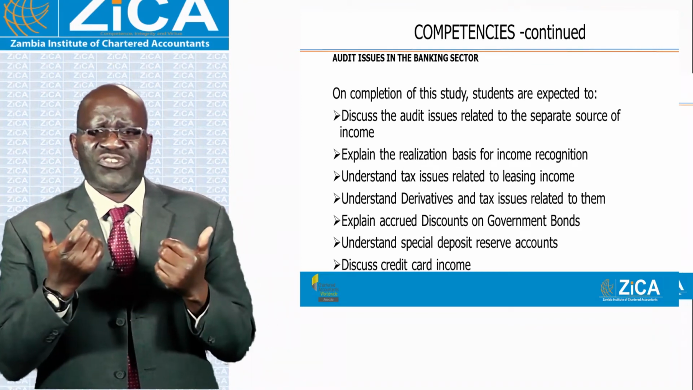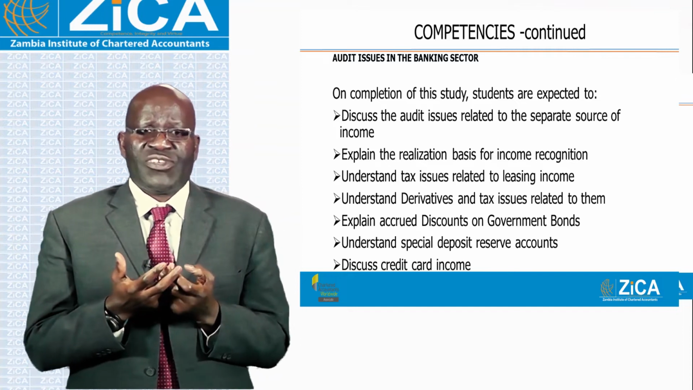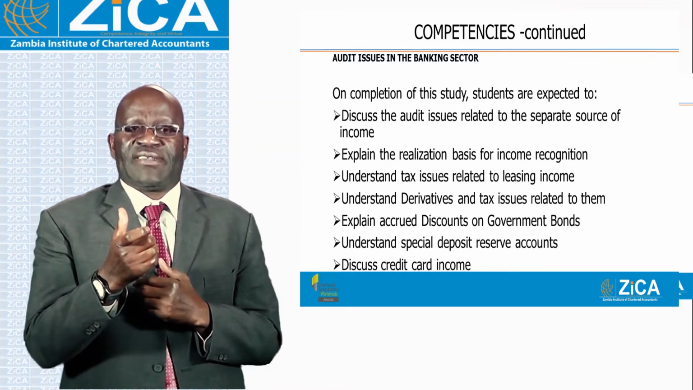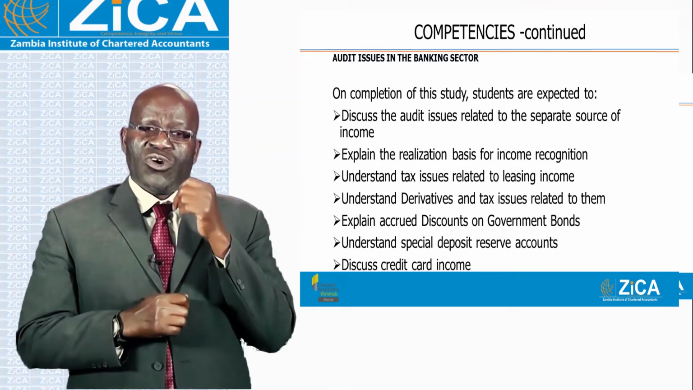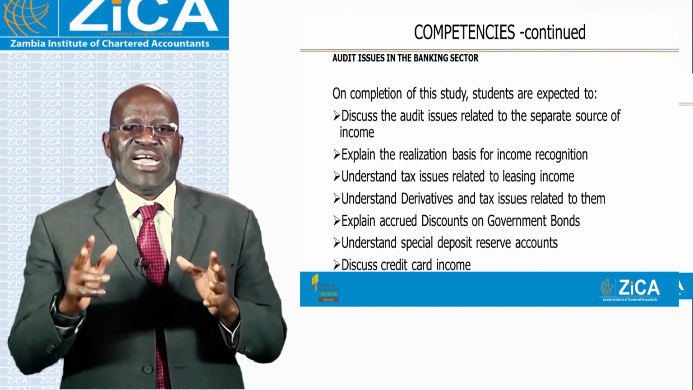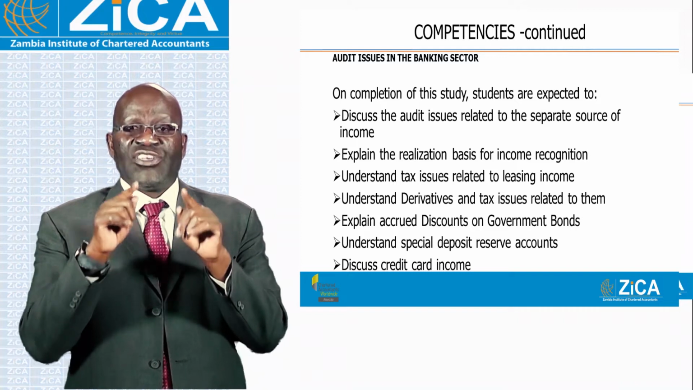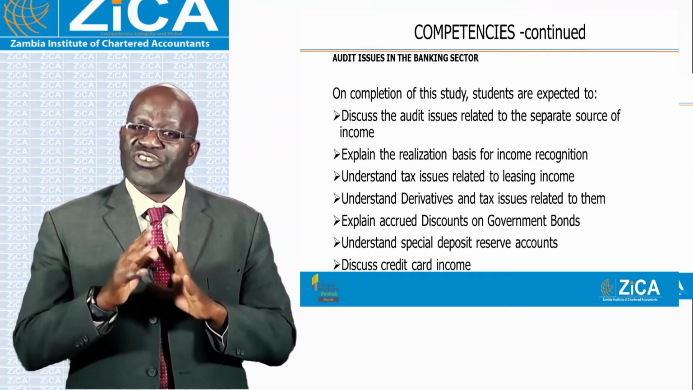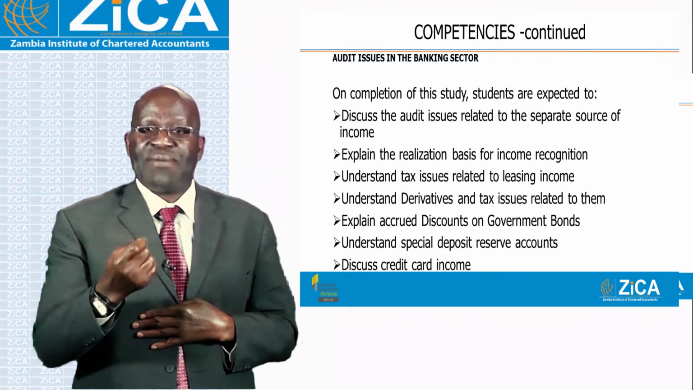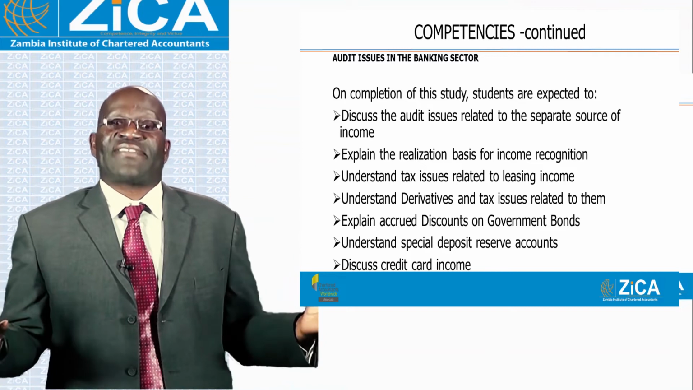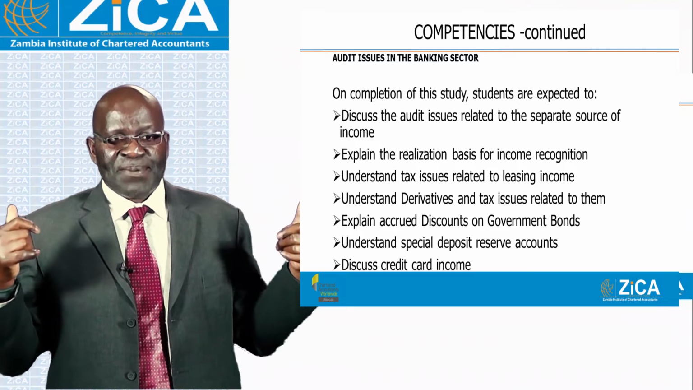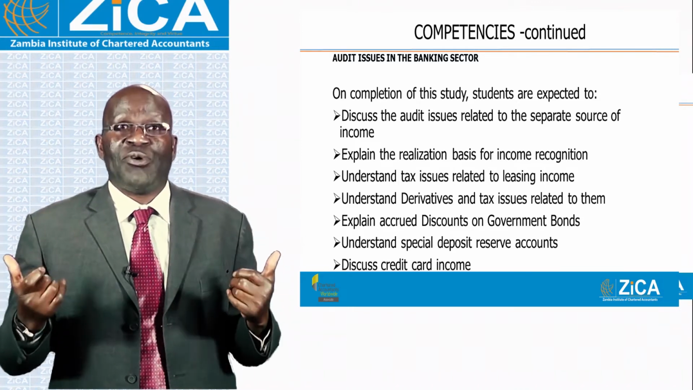Now, continuing on the competence levels expected of a student, one of the sectors you will be expected to handle is the banking sector. The banking sector is one of the challenges where investigations have to happen. On completion of this study, students are expected to discuss the audit issues related to separate sources of income, explain the realization basis of income recognition, understand tax issues related to leasing income, explain accrued discounts on government bonds.